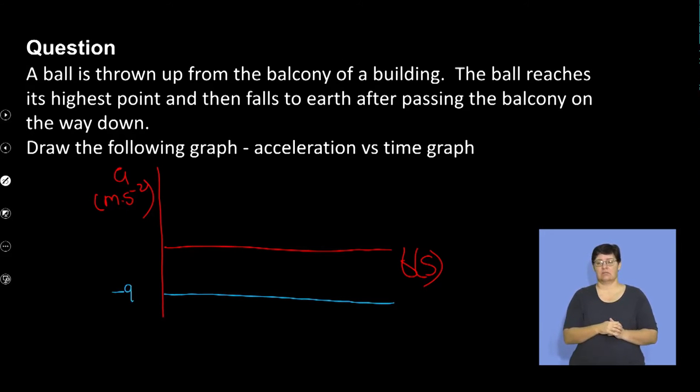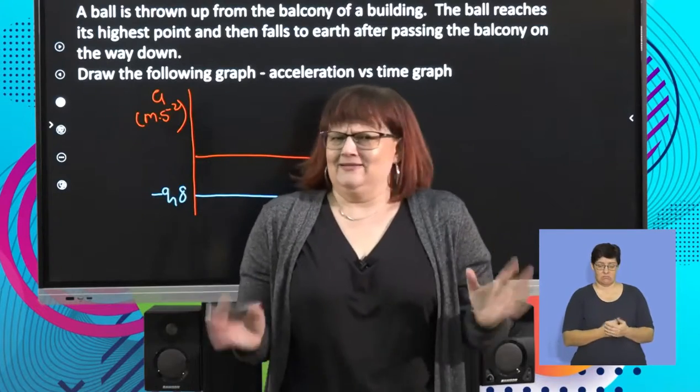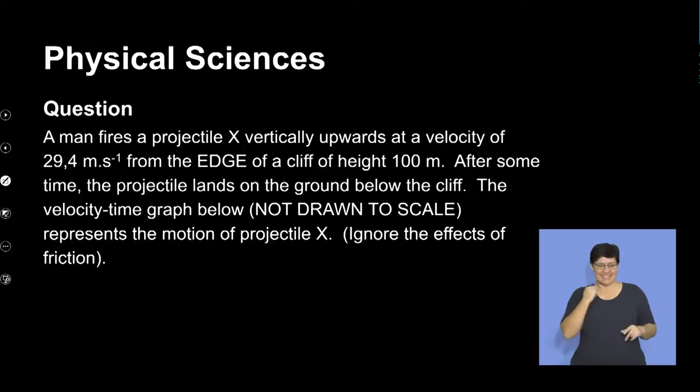So I know that's minus 9,8. That's a given. And it's a straight line. No matter what happens, it's a straight line, which is great. We like this. This is nice and easy. Okay, so here we go.